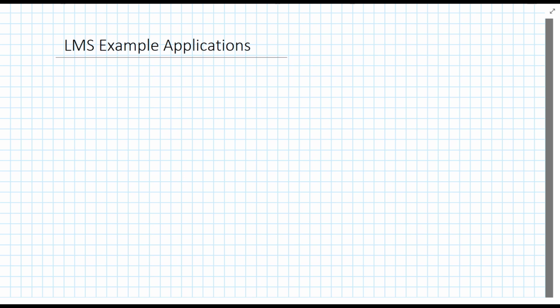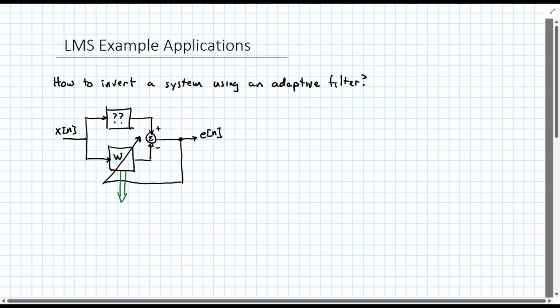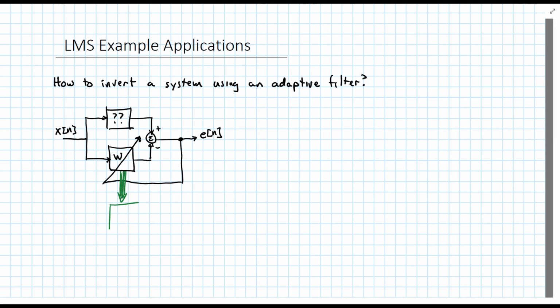The first we'll look at here is an example application. We'll be using an LMS adaptive filter to invert a system. There are a couple of approaches that we can take. The first approach is something that we've seen before. The idea is that we first identify the system, and then all we're going to have to do now is invert the system. And we'll do that by pulling our W weights out and calculating 1 over W(z).